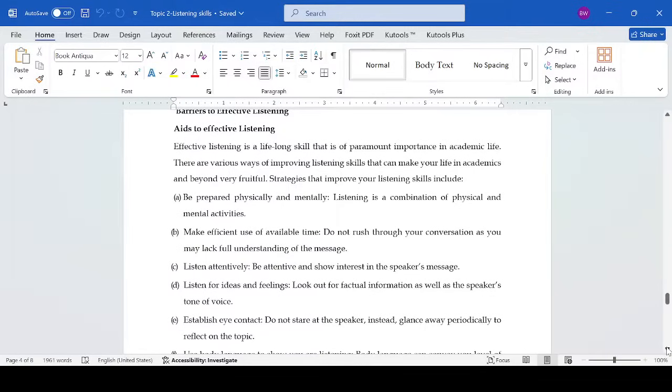You also need to show interest in what the speaker is saying. Sometimes, when you are not interested, you will not listen, you'll just be hearing. Information will come, and you may not even be able to repeat what you have heard. So, have some interest. Interest in the topic, interest in what you're hearing.